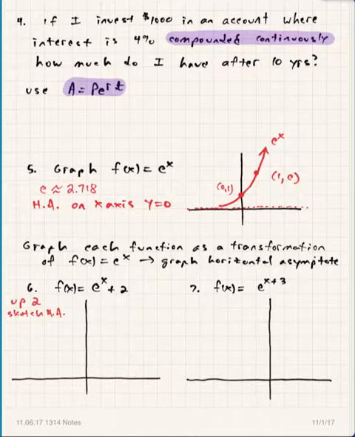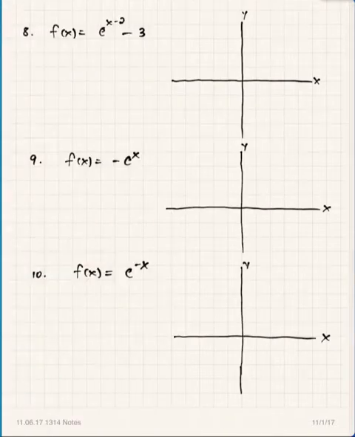The next graph is a shift to the left because of that x plus 3. This is a shift left 3. And so the horizontal asymptote does not get shifted on this one. And so the horizontal asymptote is still going to be sitting on the x-axis. And then 3 more graphs to finish out the exercise set.